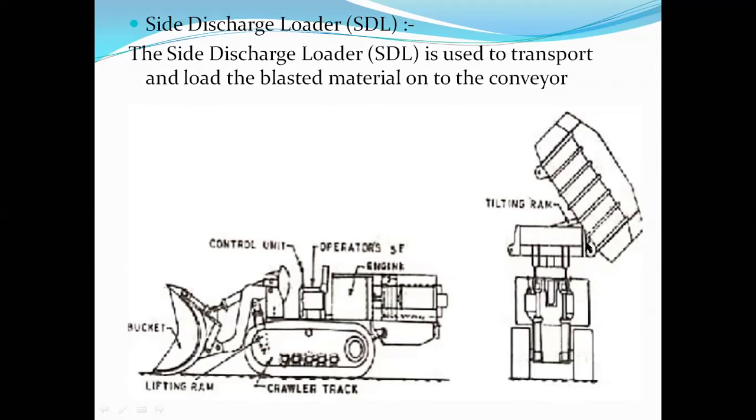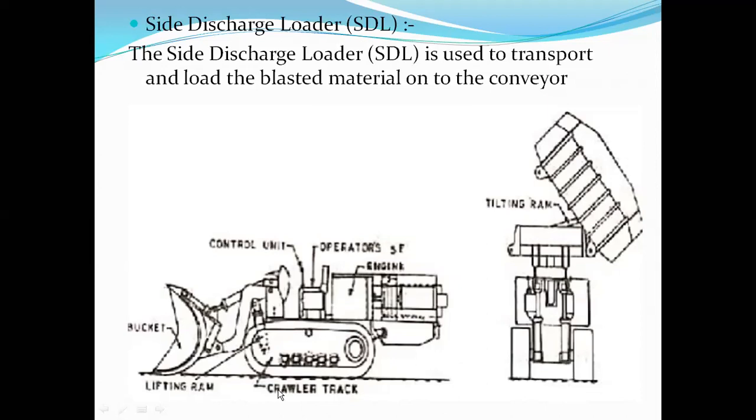Suppose there is a conveyor. SDLs are generally used in combination with shuttle cars, with the conveyors and so on. So look at this diagram.